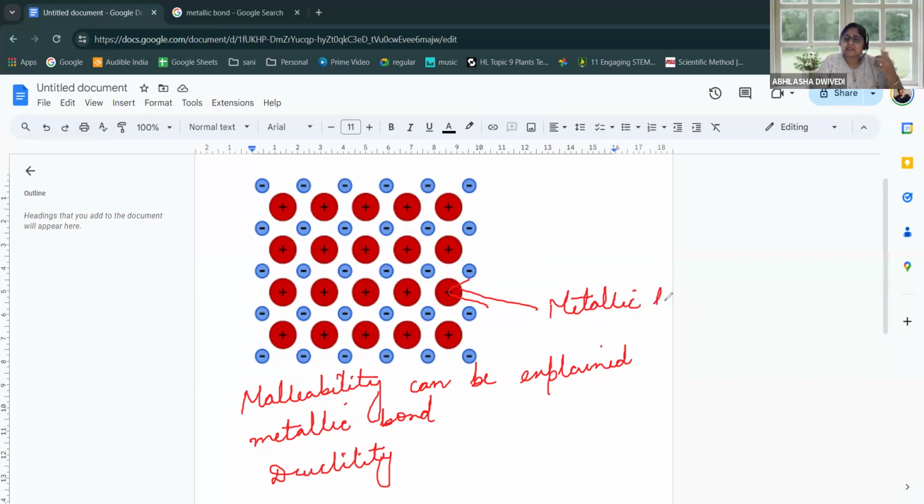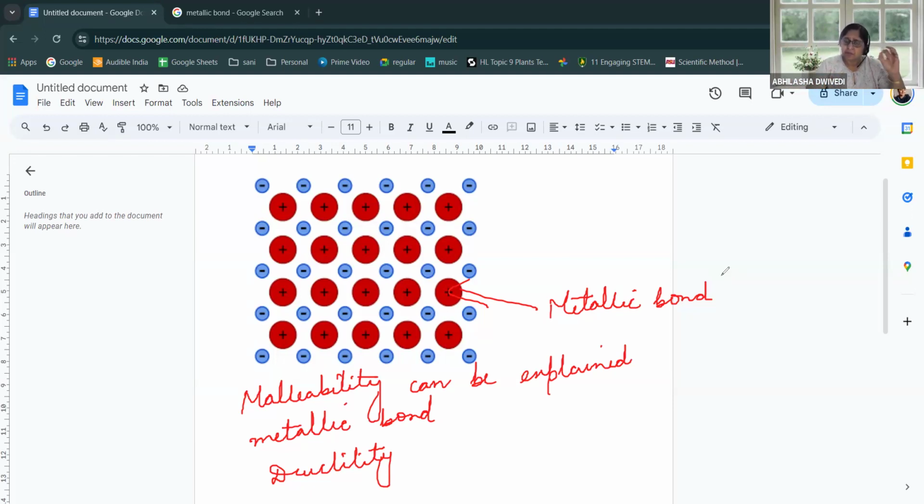You can have an instant question: does this kind of bond exist in non-metals? Non-metals don't have something like a non-metallic bond. That does not exist. They have what we call intermolecular force, and that exists in different ways, which can be completely another topic. So for that, I would like to do another video. But for now, we just understood metallic bond.